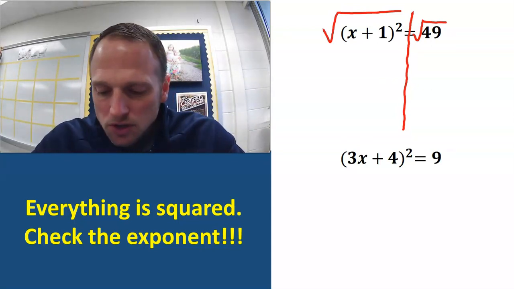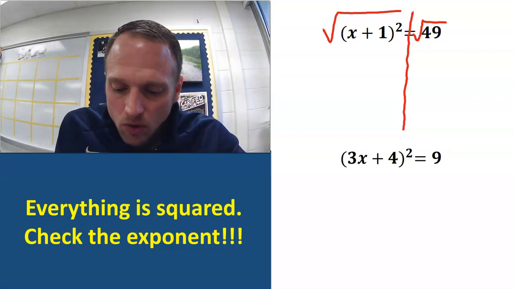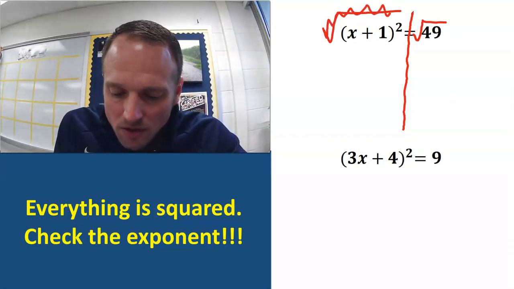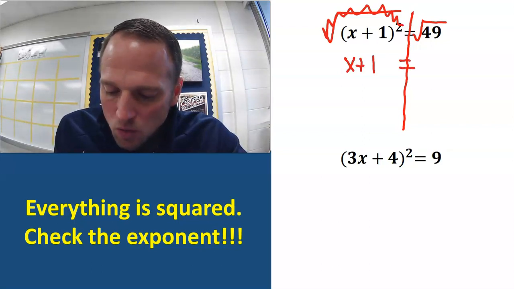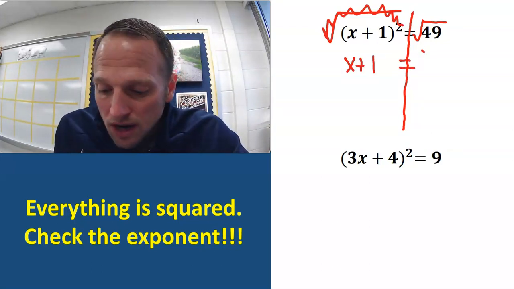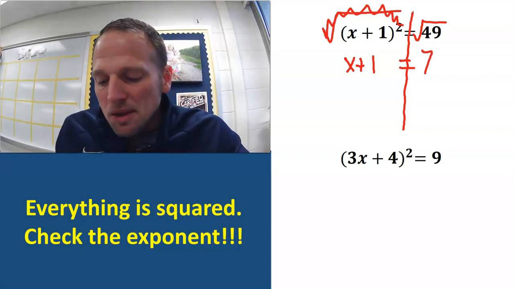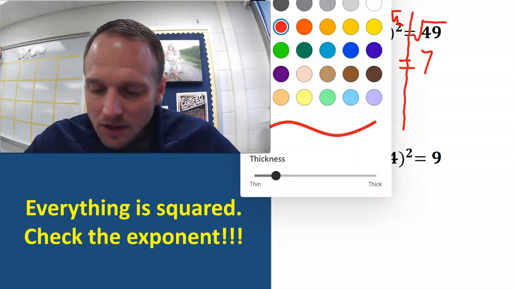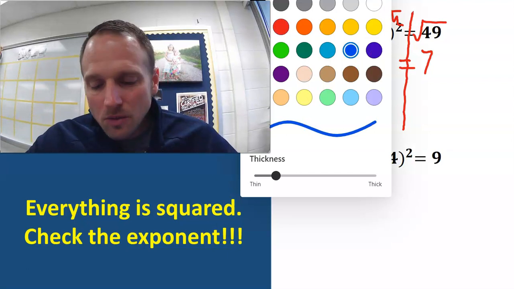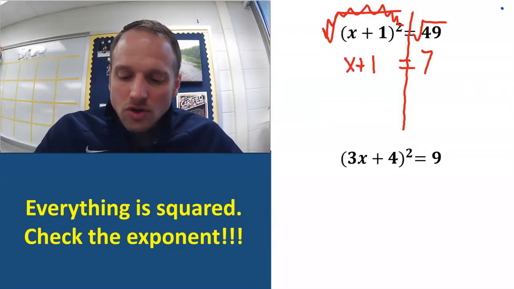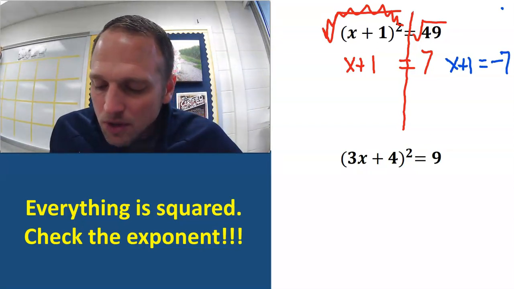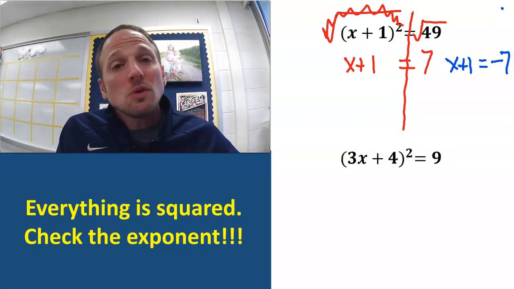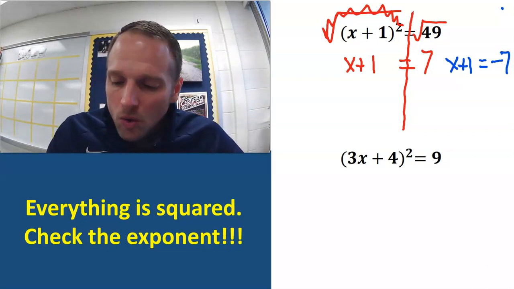So the opposite of square is the square root on both sides. On the left side, the square and the square root just cancel, and all we have is x plus 1 equals, and the square root of 49 is 7, okay? Now, that's only going to give us one answer, and remember that I said there were two answers. Well, it turns out that this could also be equal to negative 7. X plus 1 could be equal to positive 7 or negative 7.